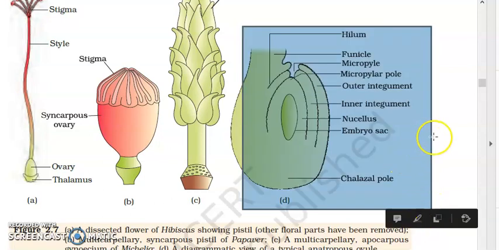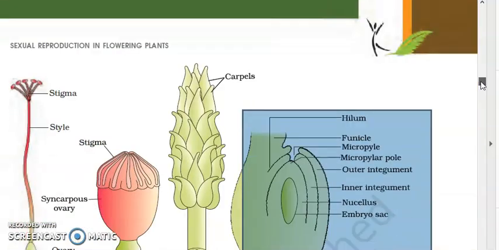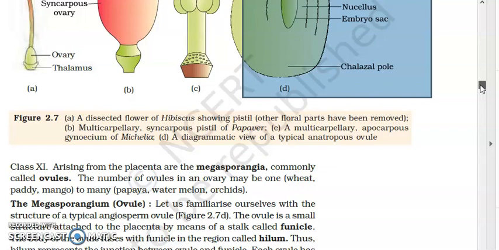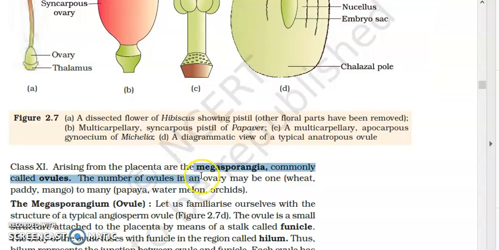Parts of the ovule. Now, in other words, can we say that arising from the placenta are the megasporangia or ovules? Because within the ovules, we are going to have the development of the megaspore mother cell, and from the megaspore mother cell, the development of the megaspore, and from that one functional megaspore, the development of the complete embryo sac, which will ultimately contain the female gamete or the egg cell and a lot of other specialized cells and nuclei.